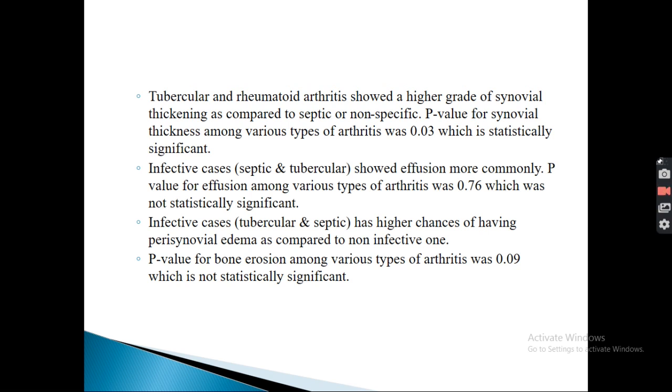Tubercular and rheumatoid arthritis showed a higher grade of synovial thickening as compared to septic or non-specific. P-value for synovial thickness among various types of arthritis was 0.03, which is statistically significant. Infective cases showed effusion more commonly. P-value for effusion among various types of arthritis was 0.76, which was not statistically significant. Infective cases have higher chances of having perisynovial edema as compared to non-infective ones.